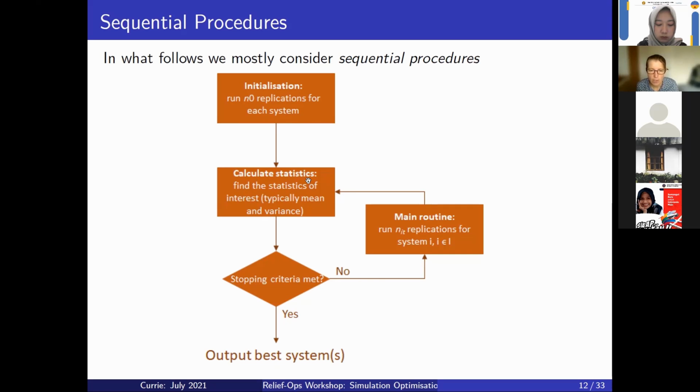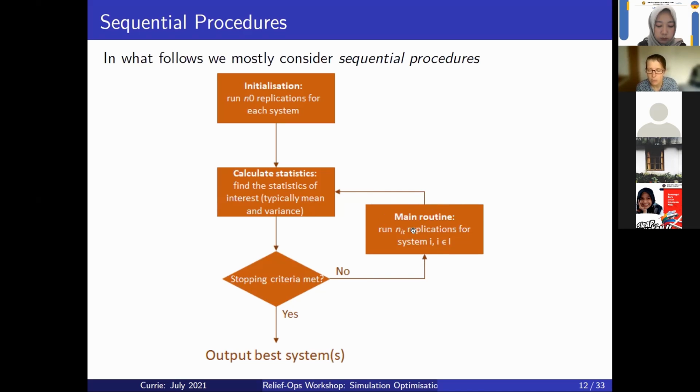So step 2 then is to calculate statistics. What are the statistics of interest that you need to calculate? Those will be both for your output, but also for helping your simulation optimization algorithm work. So typically you calculate the mean and the variance and then do something with those values. But doing something with those values is generally setting the stopping criteria. So have I worked out what the best system is yet? No. Sorry, yes, I will output. No, I will not output. I will go round again.